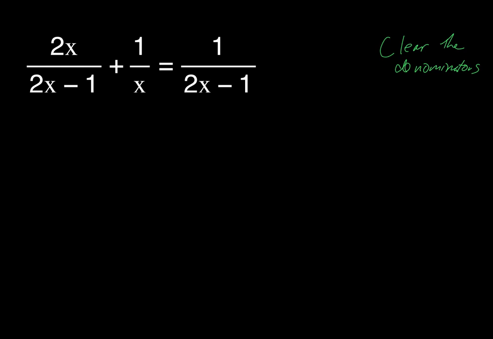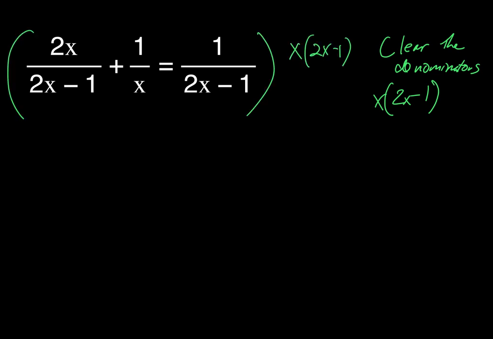So in this case, my denominators are 2x minus 1 and x. So my lowest common denominator is x times 2x minus 1. And I'm going to multiply everything by x times 2x minus 1. When I do that, this first fraction will be 2x in the numerator times x times 2x minus 1 all over 2x minus 1.